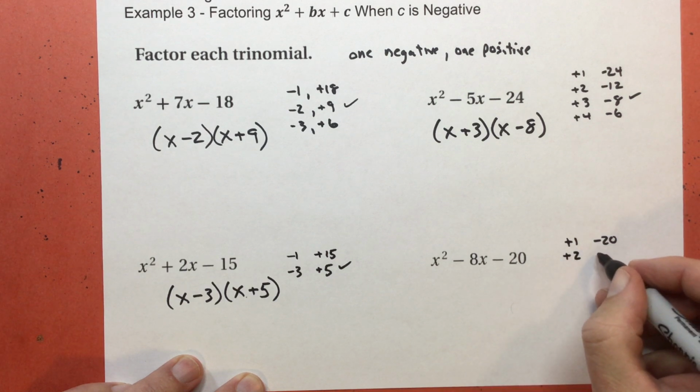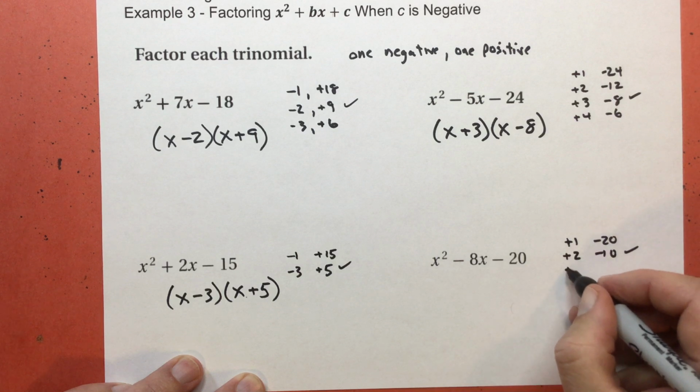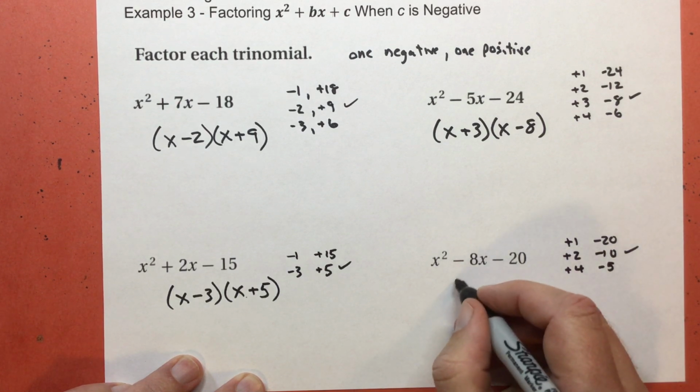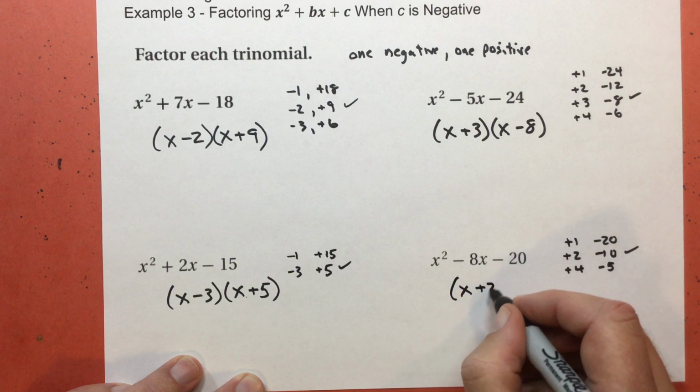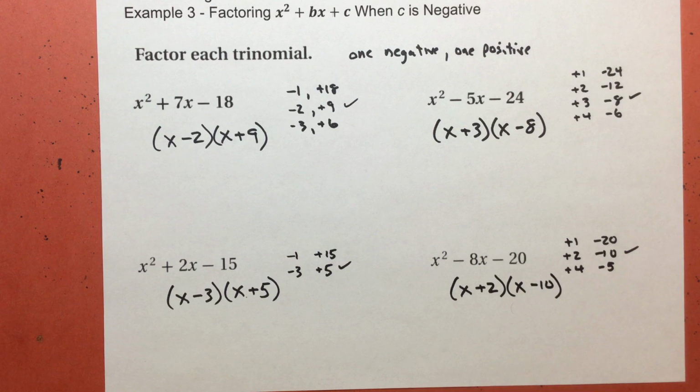What about positive 2 and negative 10? That does work. I could have also done positive 4 and negative 5, but it's that one. So this is x plus 2 times x subtract 10. And that's all there is to that.